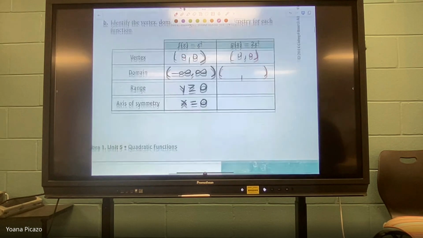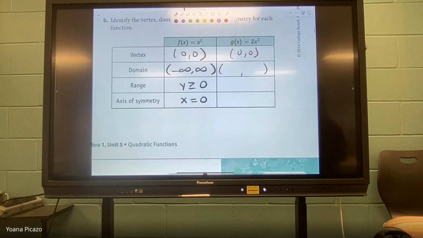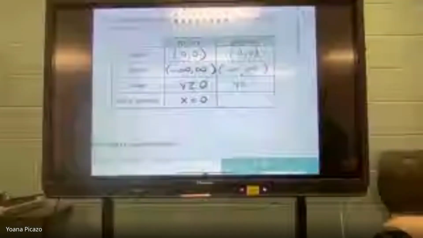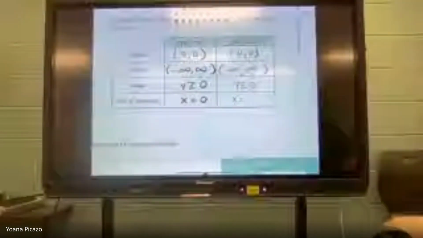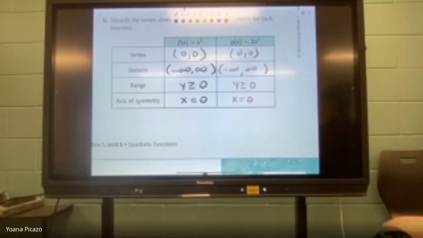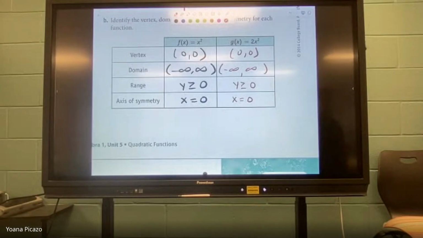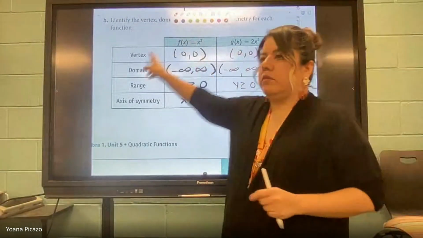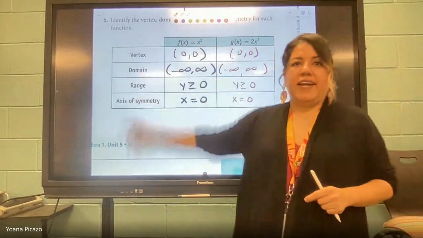There we go. So for this, still y greater than or equal to 0 and still x equals 0. Okay, any questions there? No? So what do we notice on this table? It's the exact same thing.